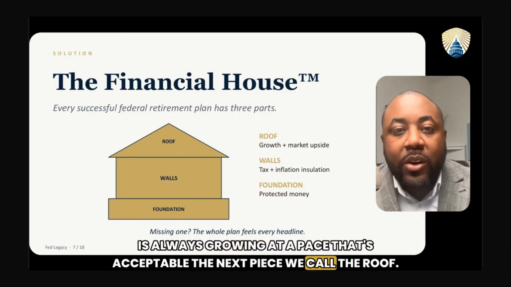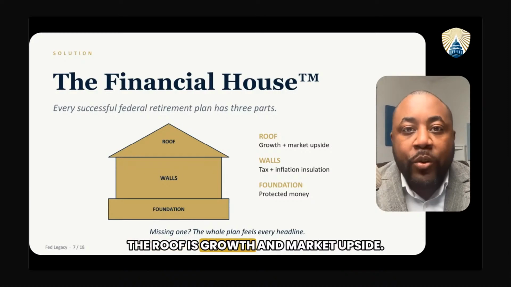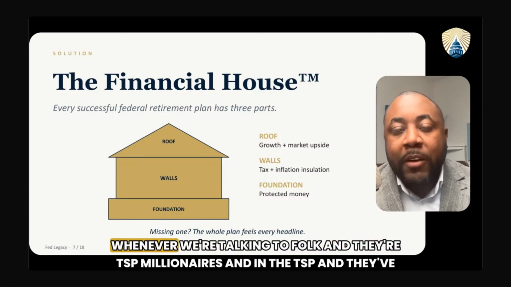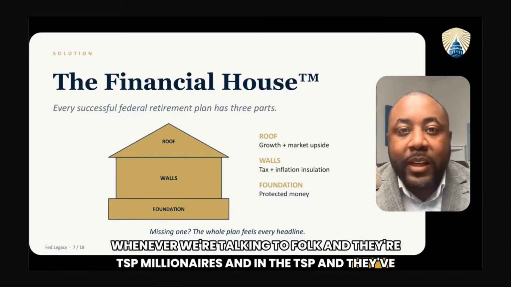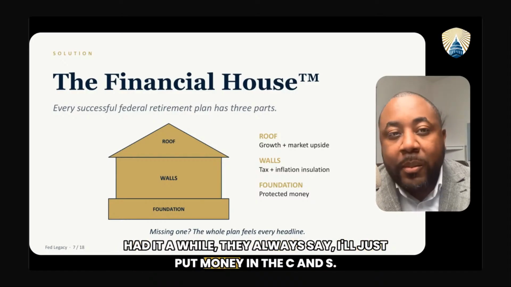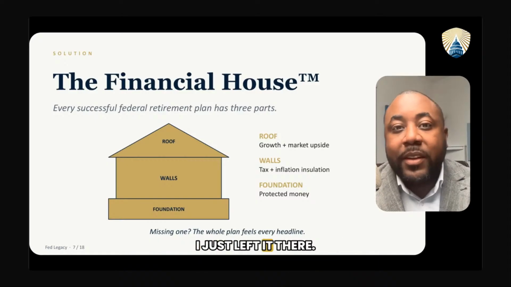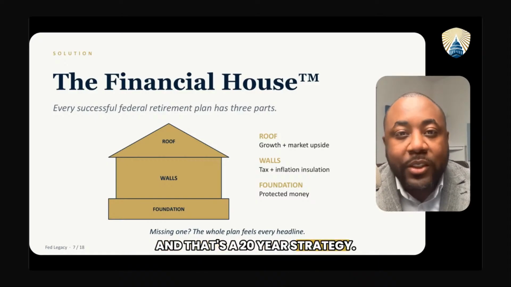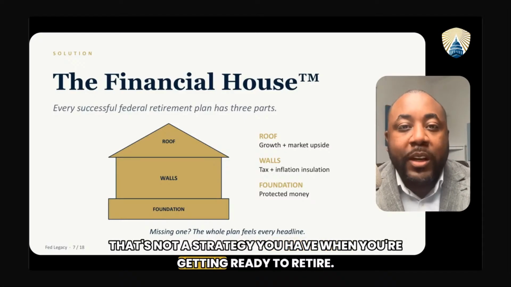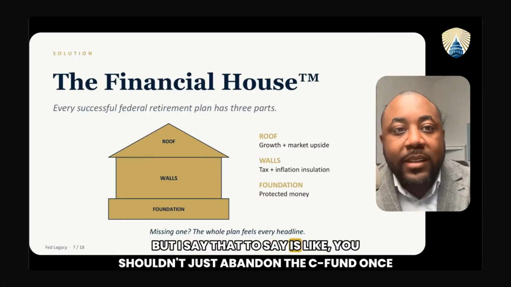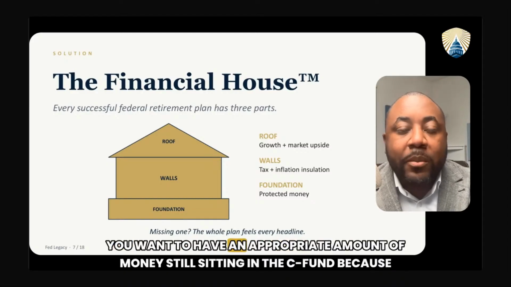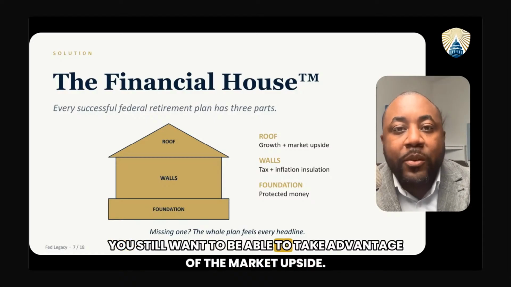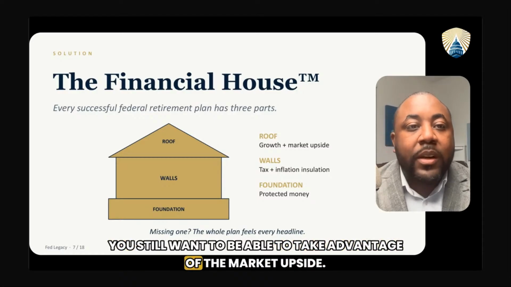The next piece we call the roof. The roof is growth and market upside. Whenever we're talking to folks who are TSP millionaires and they've had it a while, they always say, well, I just put money in the C and S. I just left it there, right? Now, that's a 20-year strategy. That's not a strategy you have when you get ready to retire. But I say that to say, you shouldn't just abandon the C fund once you're ready for retirement. You want to have an appropriate amount of money still sitting in the C fund because you still want to be able to take advantage of the market upside.